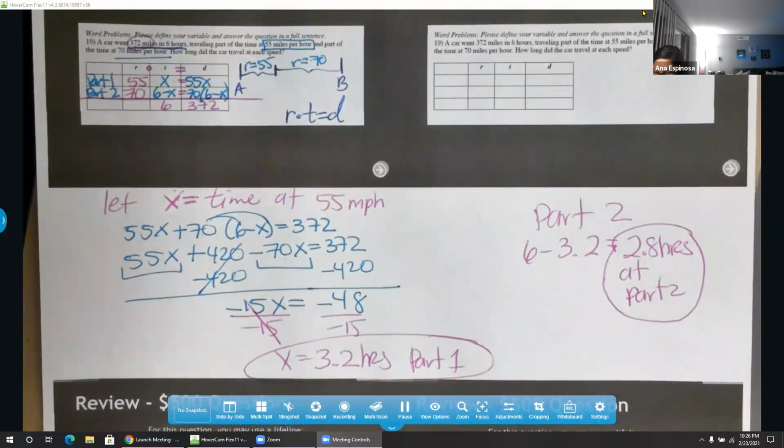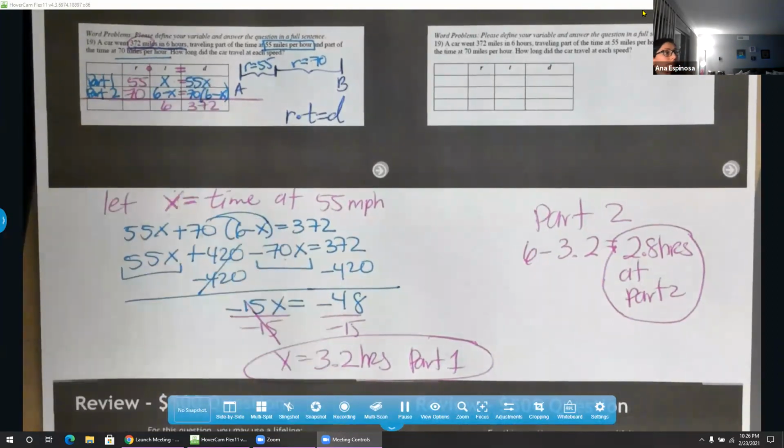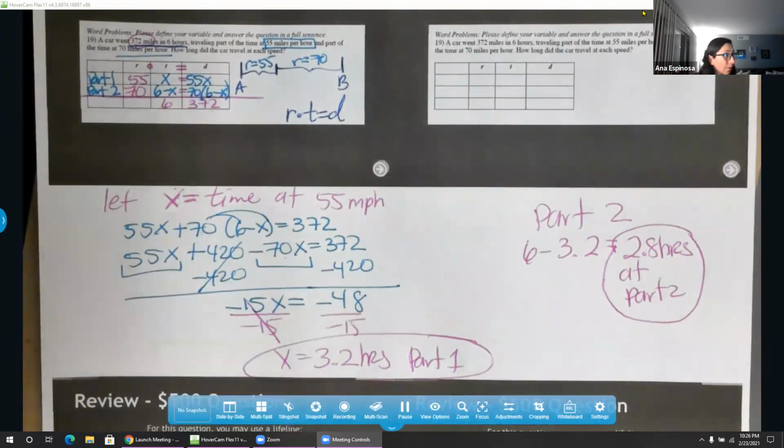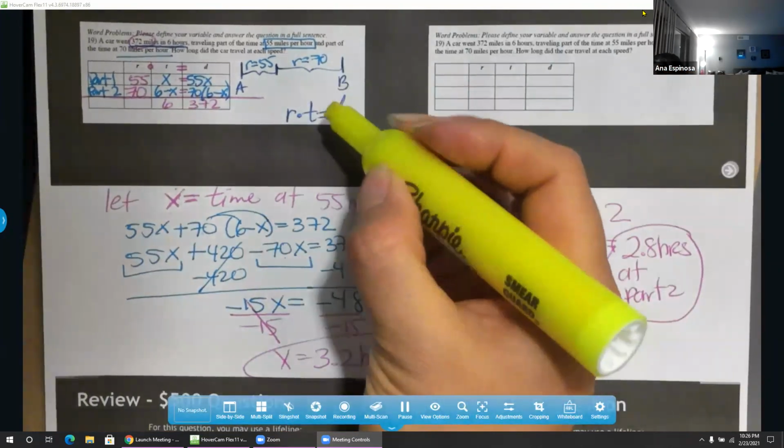So we're writing crooked. Well, the camera is slanted. All right, so when you are doing these, pay attention to this right here. Fill everything out. Notice that R times T is always D. That's maybe another equation that you might want to write.